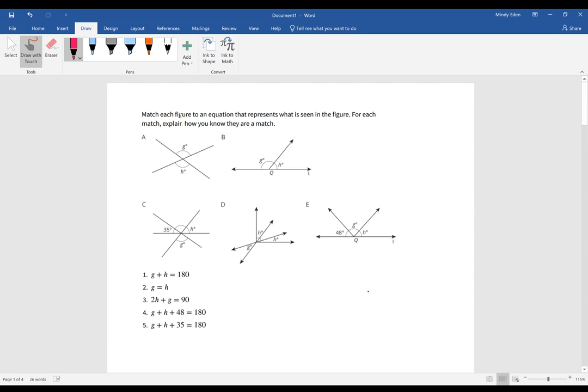Right, so let's look at my second example. On here, we have a bunch of pictures and we have to match that to the equations that it goes with. So let's look at number one. I'm going to look at the equations.